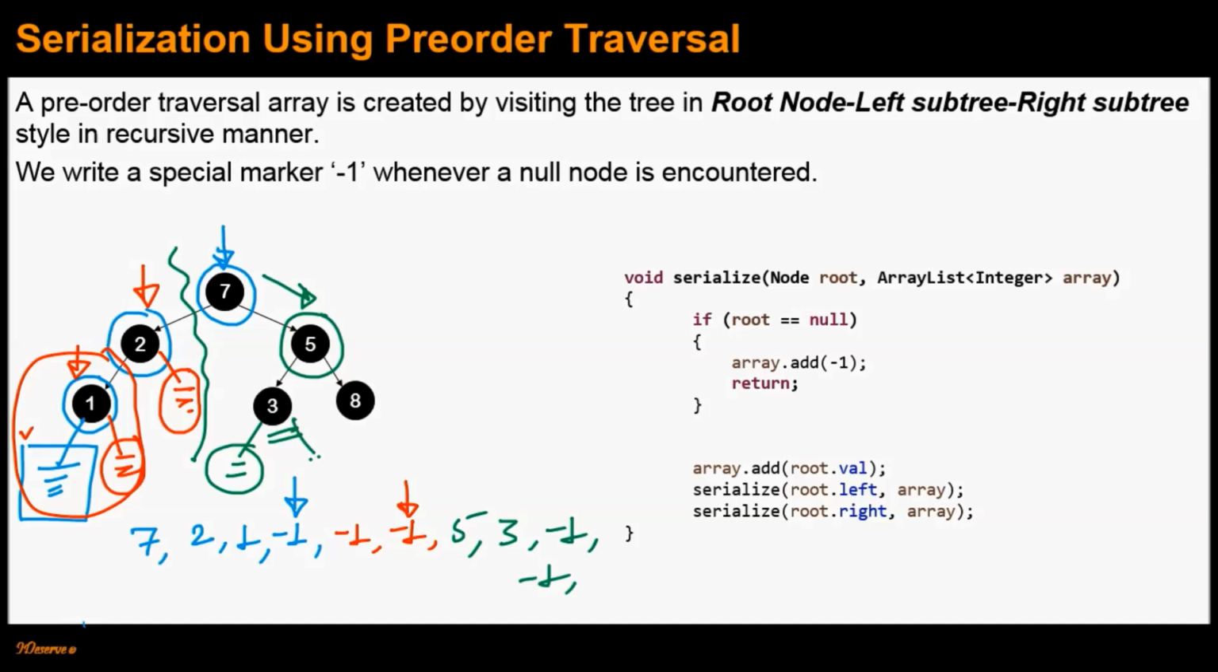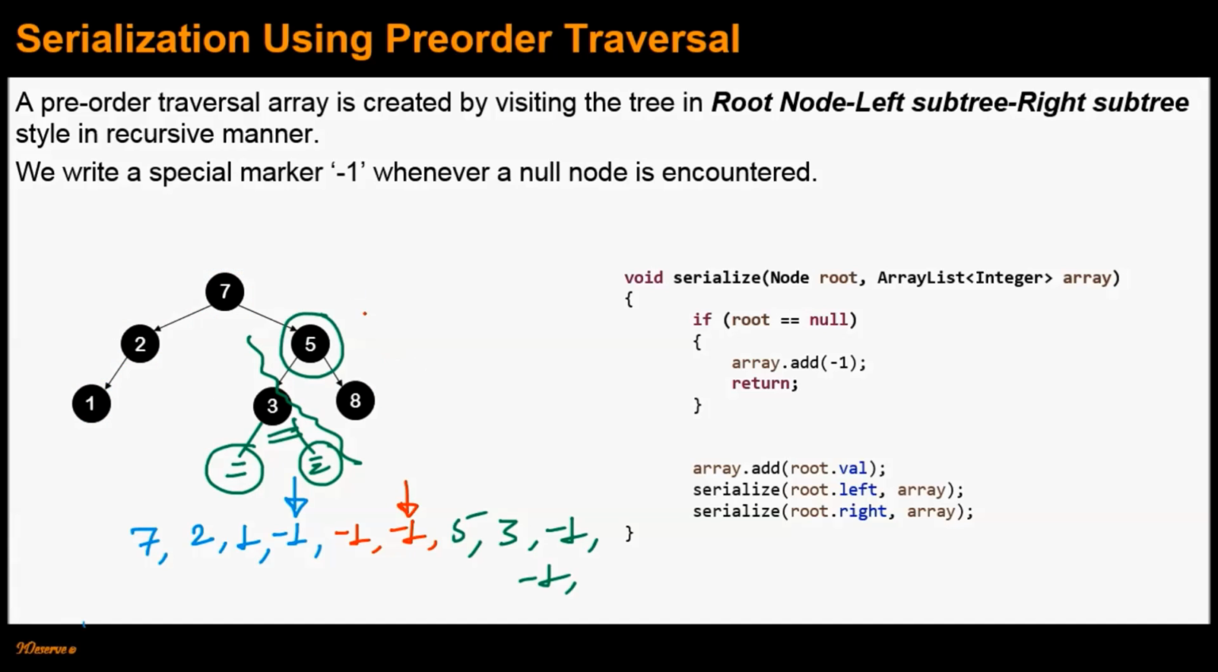Now at this point, we are done exploring the left subtree of node 5. So now we go to the right subtree of node 5, which starts from node 8. So we again write the root node's value, which is 8, to the output. Then we go to the left subtree of node 8, which is null. So we write -1 in the output. Similarly, for the right subtree of node 8, which is again null, we write -1 to the output sequence.